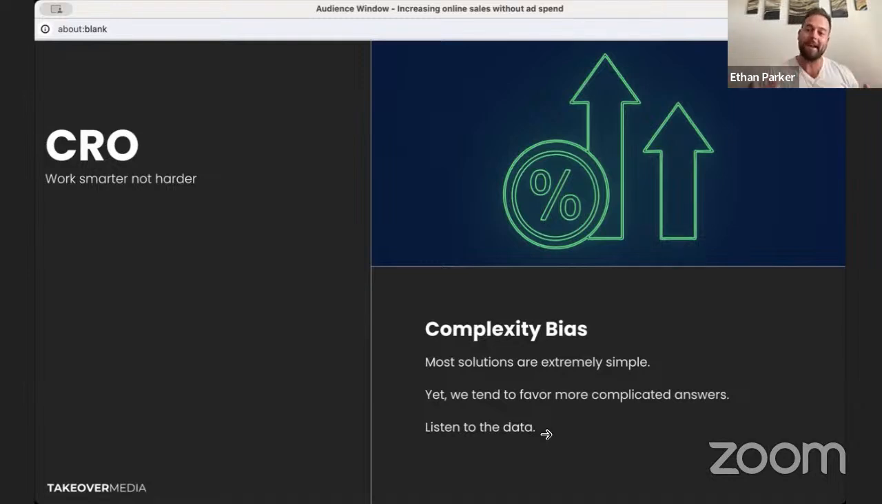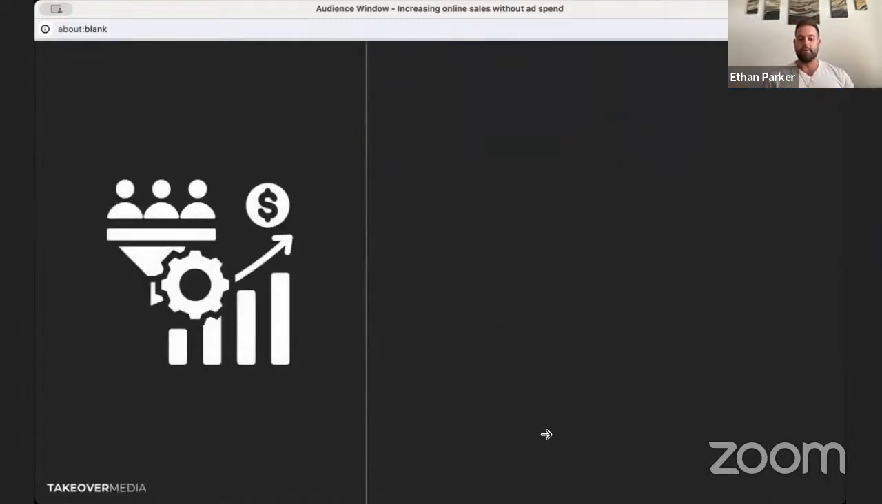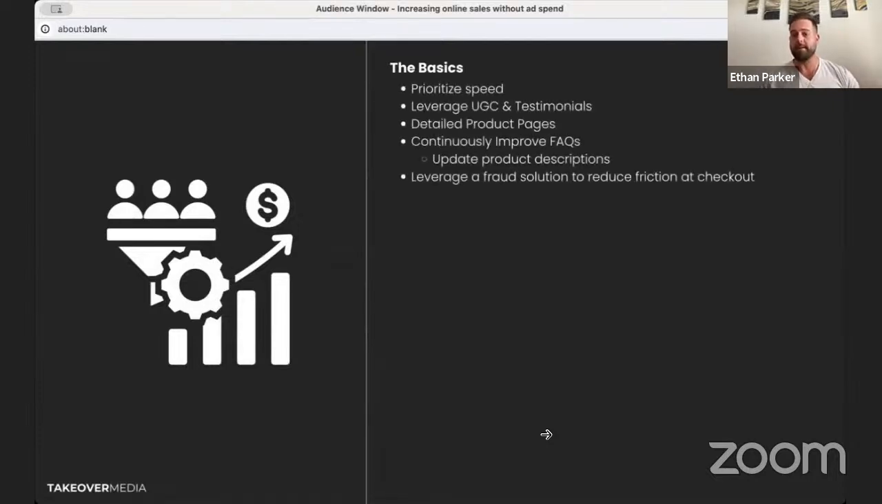But when we just listen to the data and simplify it, most solutions are actually very simple. For conversion rate, the way I like to think about it is you have the basics, which are obvious things. So speed is of utmost importance. We factor that in number one in everything we do in terms of the customer experience, from any sort of marketing initiative. You should always prioritize image load speed, app sequencing, etc. You want that optimized for site speed for sure.